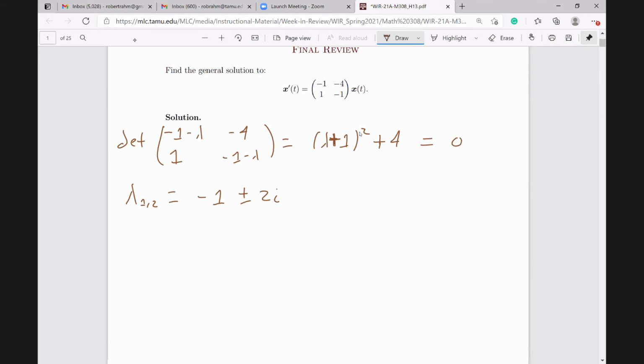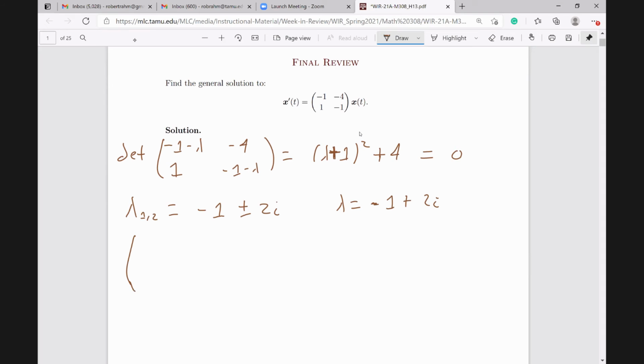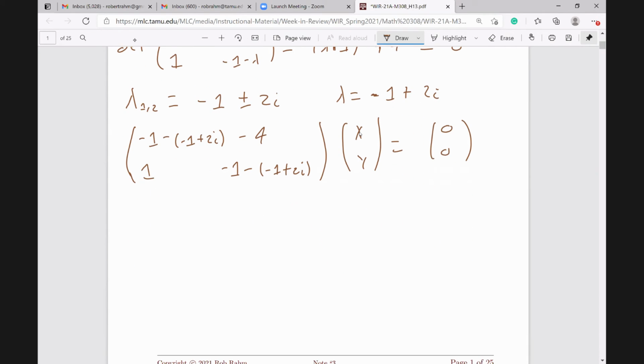Okay, and so now we need to find the eigenvectors. Okay, so I'll just take lambda. I'm going to call lambda equal to -1 plus 2i, and so I'm going to look at the system -1 minus -1 plus 2i, -4, 1, -1 minus -1 plus 2i times x y is equal to 0, 0. Okay, so what does this system become? So let's just rewrite this, because there's a lot of minus signs and imaginary numbers. -1 minus -1 is 0, right? So I'm just going to have minus 2i, -4, 1, and then this will be minus 2i again.